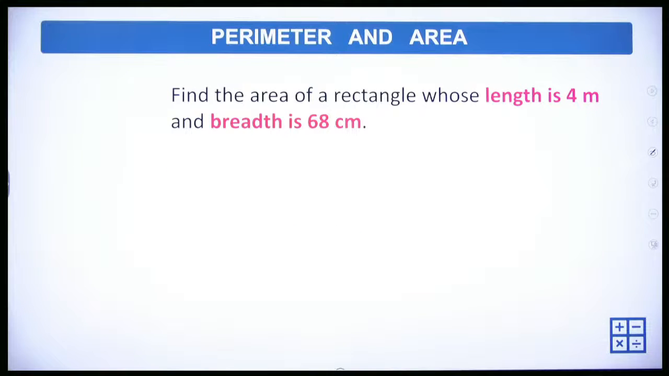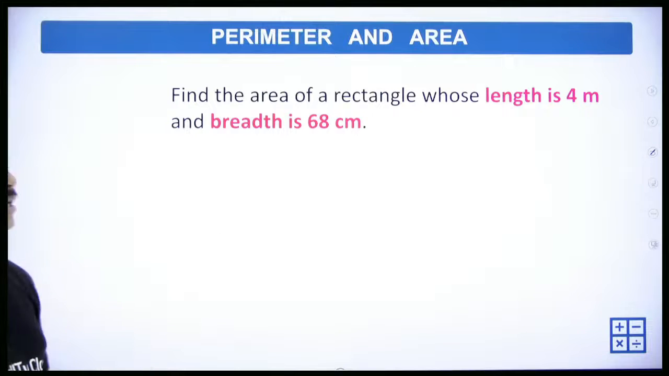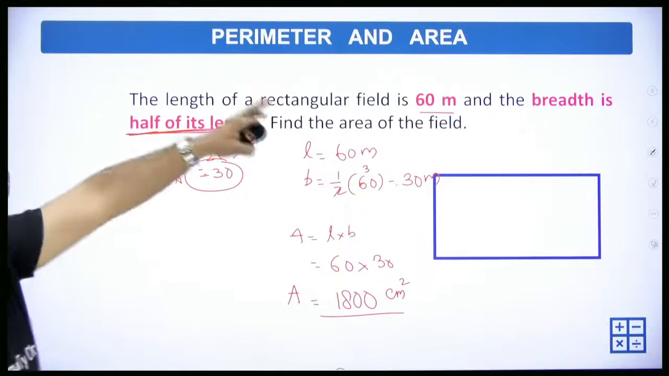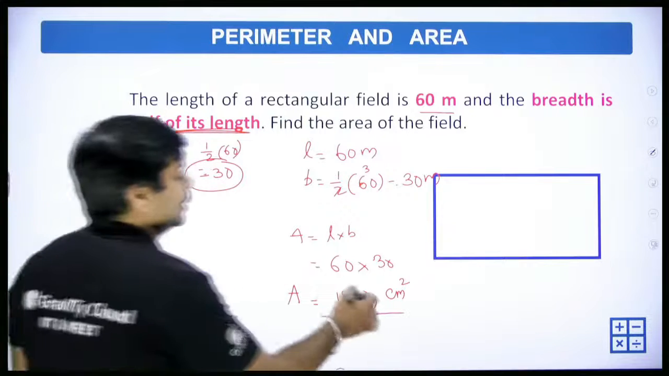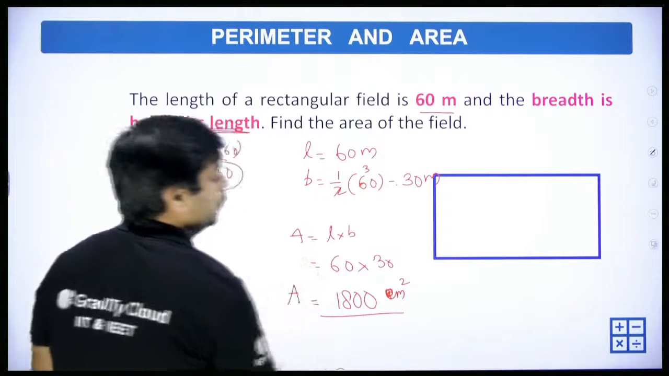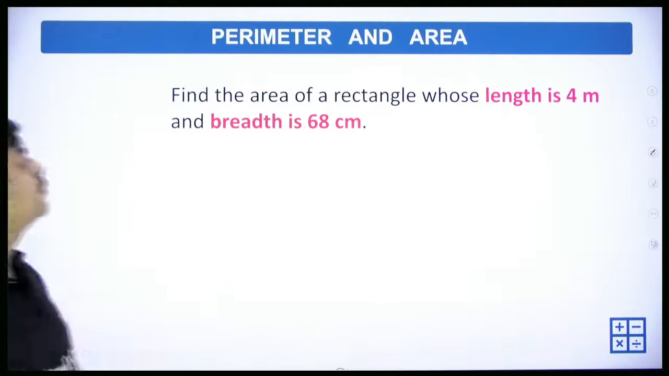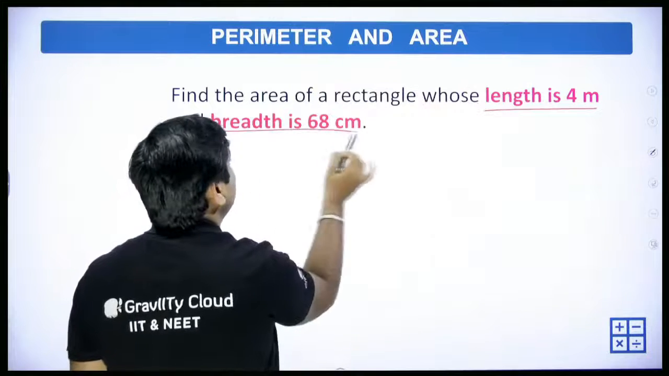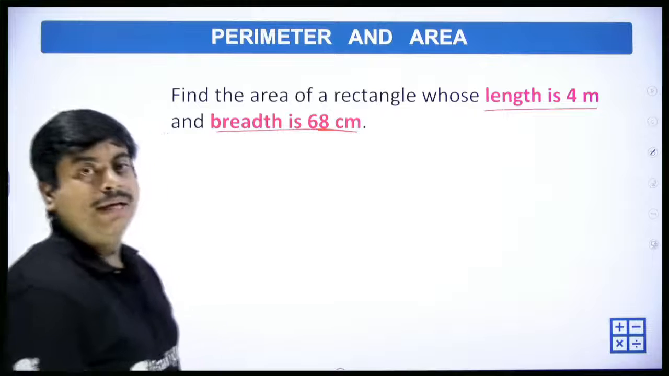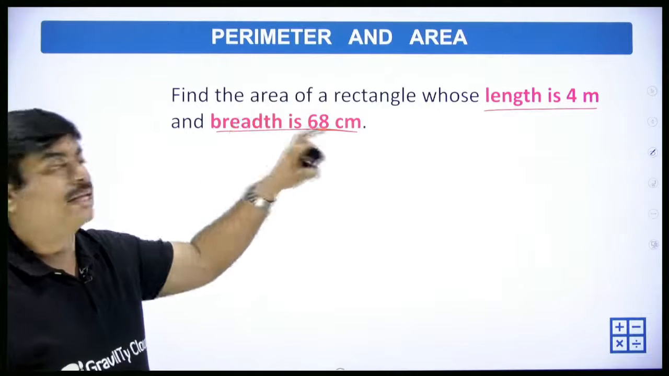Find the area of a rectangle whose length is 4 meters and breadth is 68 centimeters. Here, the length is 4 meters and the breadth is 68 centimeters. So either we need to convert both into meters, or both into centimeters, right?